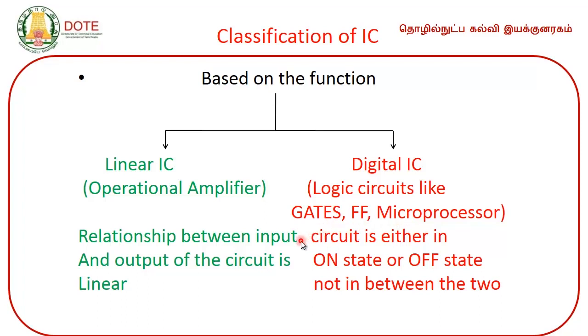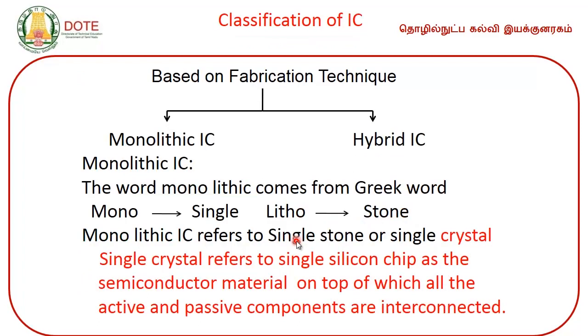So, this is the classification based on the function. Based on the fabrication technique, that means how the IC is fabricated, how the IC was manufactured, right. Based on the fabrication technique, they are classified into monolithic IC and hybrid IC.